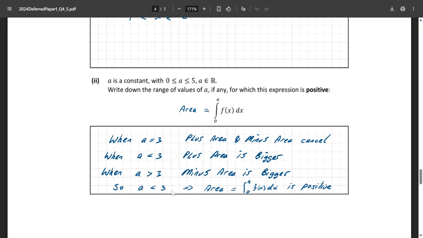So as long as A is less than 3, that's full marks, by the way. Just saying A is less than 3 is full marks. I just wrote all this to explain it. So when A is 3, the plus area and minus area cancel. When A is less than 3, the plus area is bigger. When A is greater than 3, the minus area is bigger. And finally, as long as A is less than 3, the plus is winning over the minus. So the overall area is positive, which is what we're asked, basically, this function positive. And that's the end of question 6.